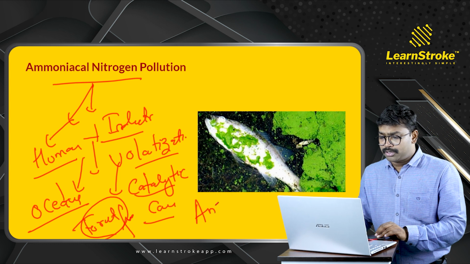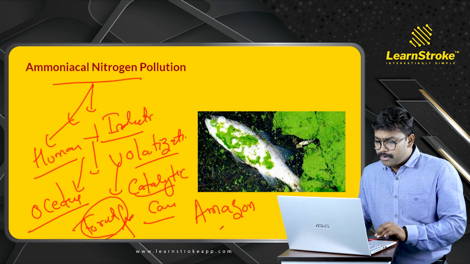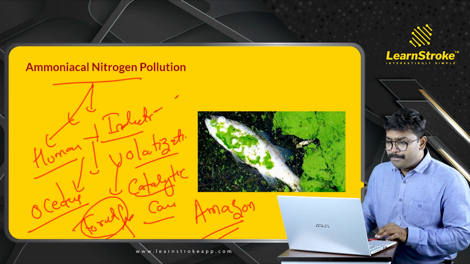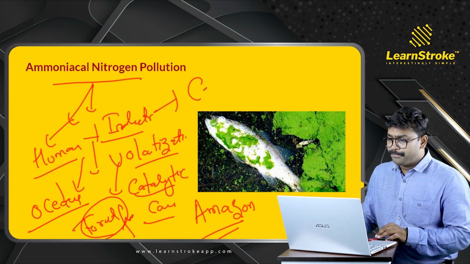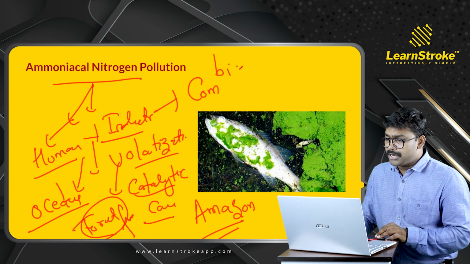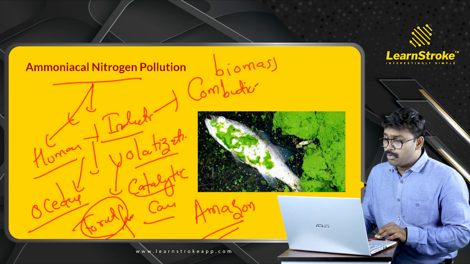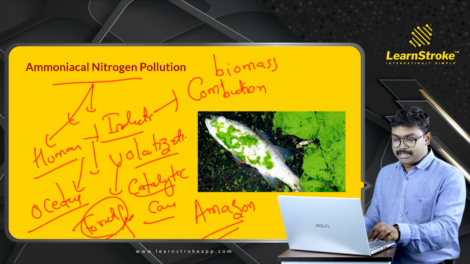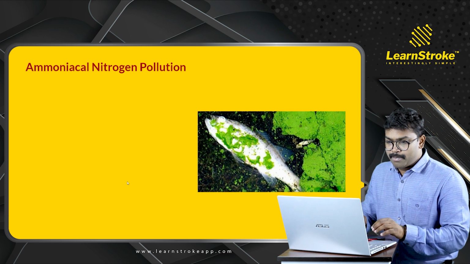Especially you must have heard about the Amazon. The Amazon forest fires can release a lot of ammonia, and something called biomass combustion. What do you mean by biomass combustion? So ammonia pollution is very popular. In short, I've given you many things, and now let's see one by one.